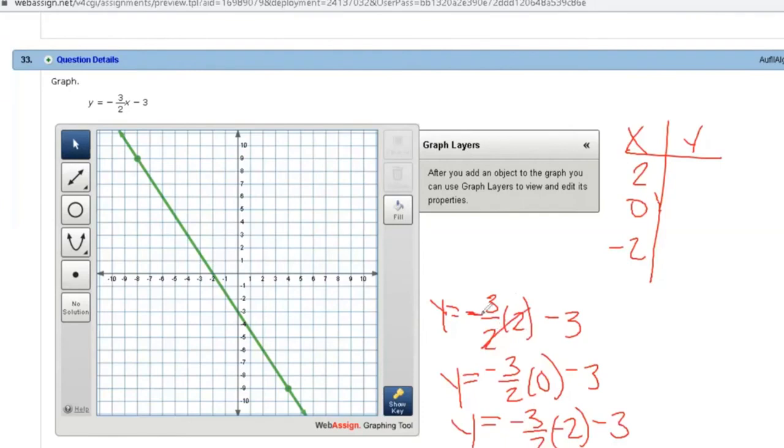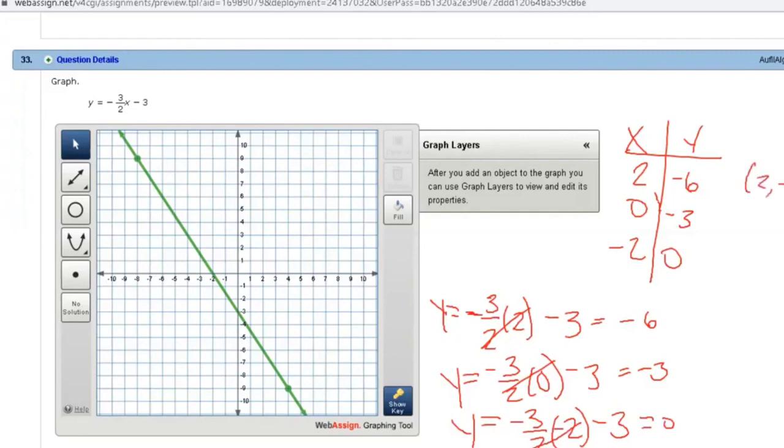So we're looking at -3 minus 3, which equals -6. For the second one, anything times 0 is 0, so our answer is -3. And for the third one, once again, 2/2 is 1. And we have a negative times a negative, which is a positive. So we got +3 minus 3, which is 0. So these are our 3 points.